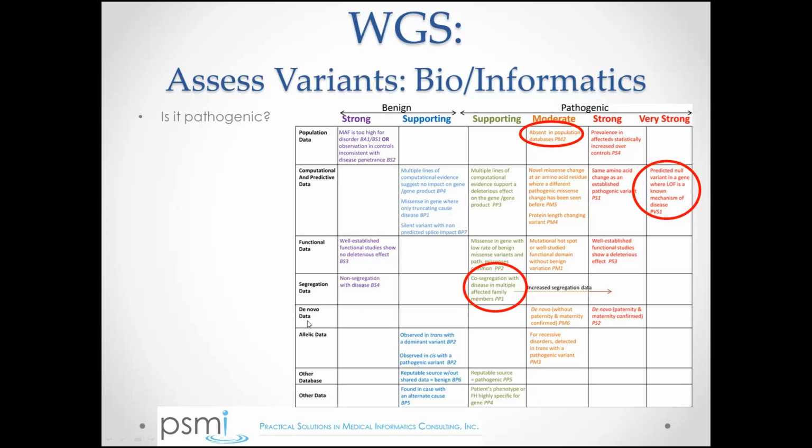De novo data doesn't apply here. We're not looking for a de novo mutation. Allelic data doesn't apply here because we're not looking for a recessive disorder. We're assuming that this is autosomal dominant. We don't have any information about this particular variant in other databases, and we don't have any other data.